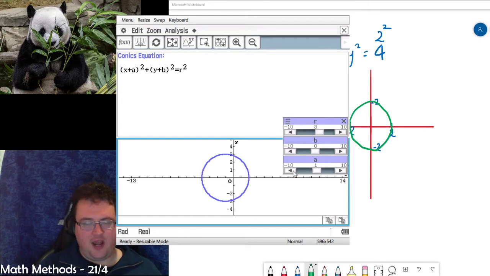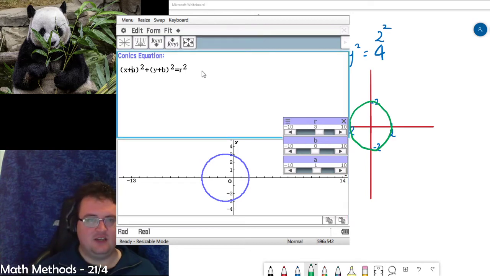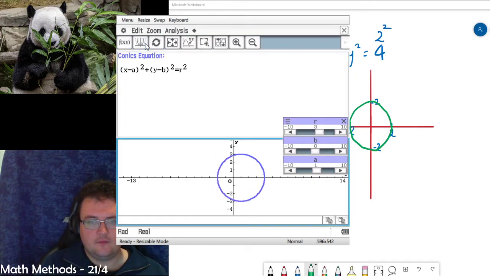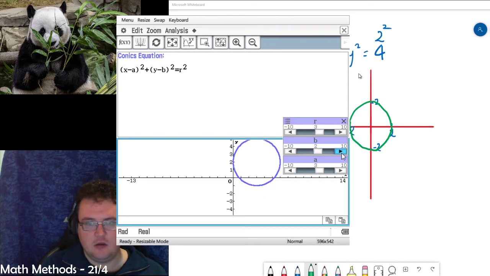So because of the way I've got it set up here, your textbook may have it written differently. It may have it written as x minus a, y minus b. And at which point, if a is a positive number, it's moving to the right. If b is a positive number, it is moving up and down.